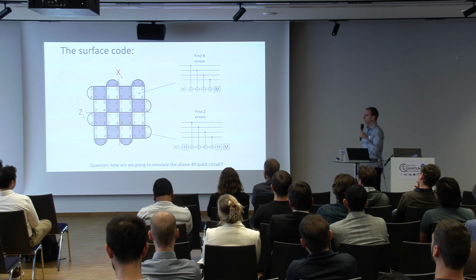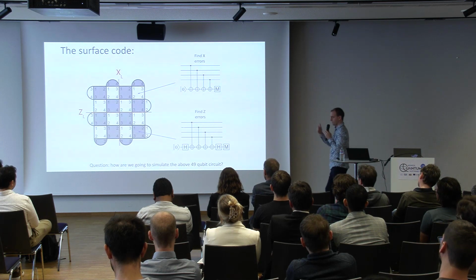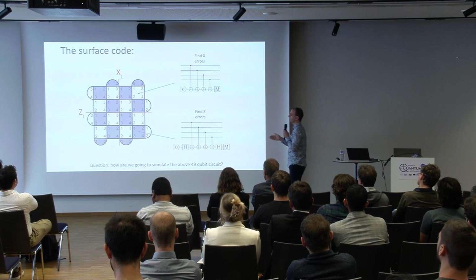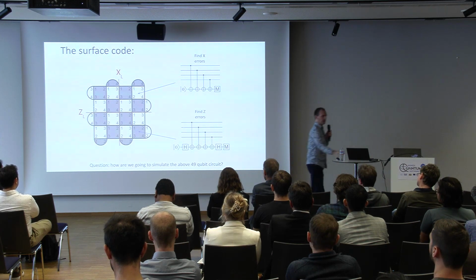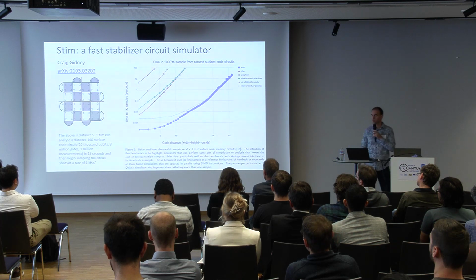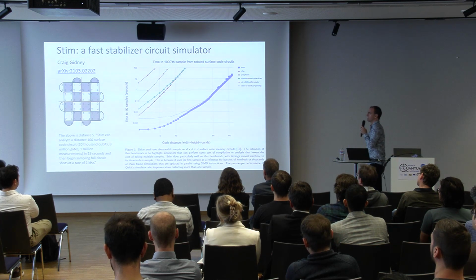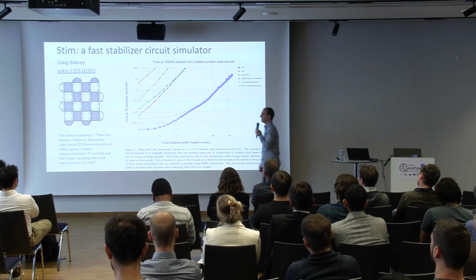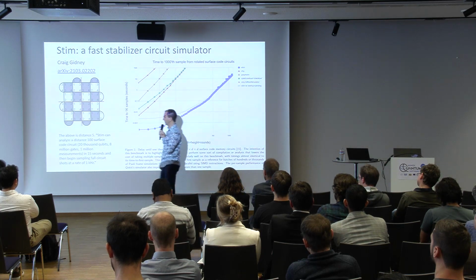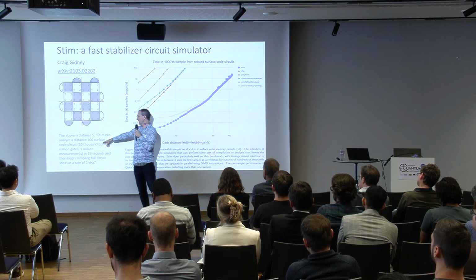But you immediately have a problem. This is already a small quantum error correction code, but it's a 49 qubit circuit. So how are you going to simulate that? Well, one tool that we'd like to build on is STIM. It's open source, it was written by Craig Gidney, and it's very, very fast. Forget 49 qubits, this can do 20,000 qubits.